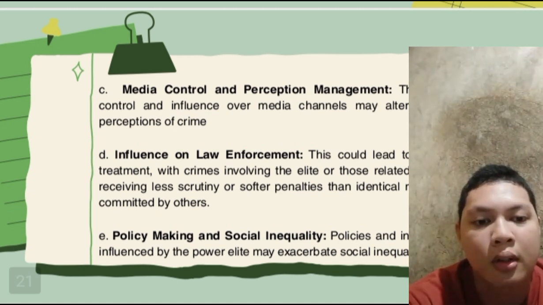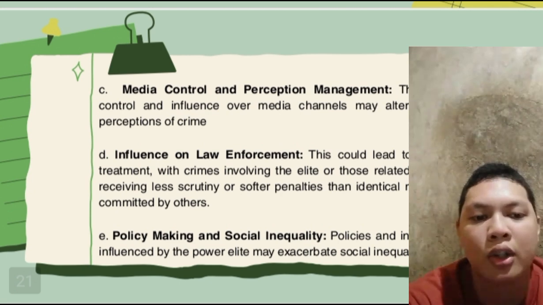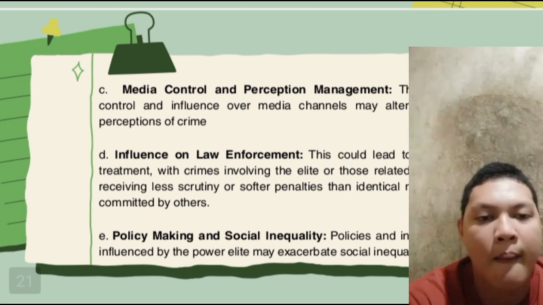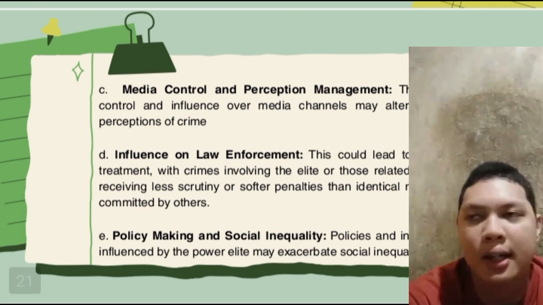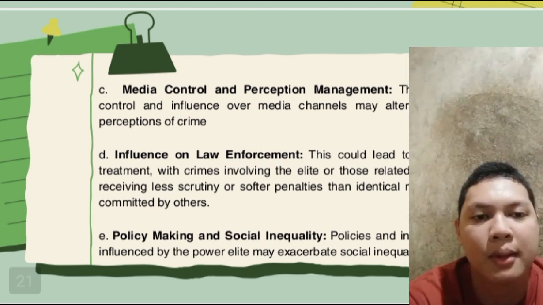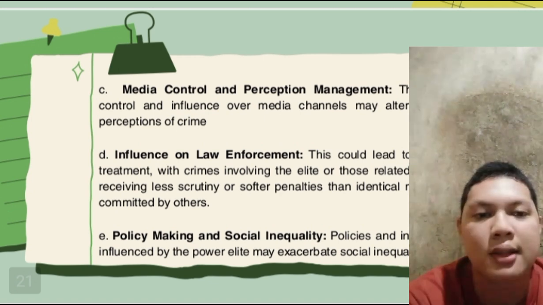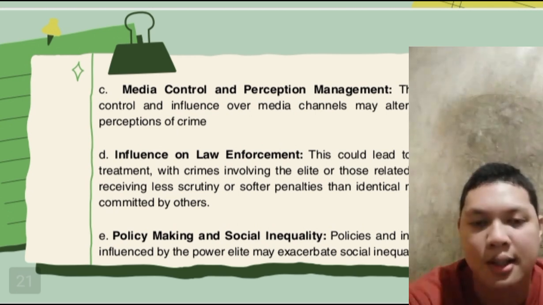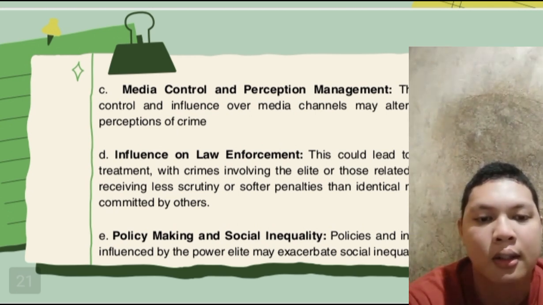D. Influence on law enforcement. This could lead to uneven treatment, with crimes involving the elite or those related to them receiving less scrutiny or softer penalties than identical misdeeds committed by others. So, because of their high status or connections, elites may receive unequal treatment from law enforcement. Crimes involving them or their associates may get less investigation, lighter penalties, or more protection compared to cases involving ordinary citizens.